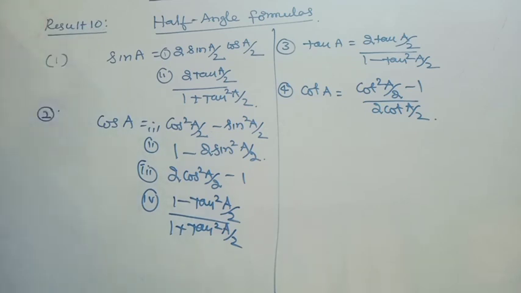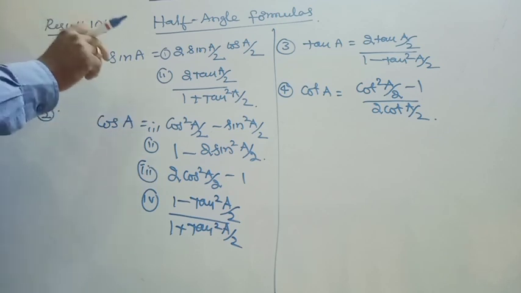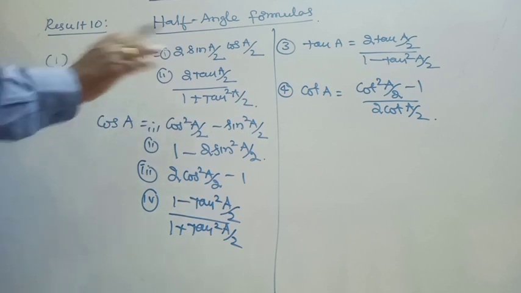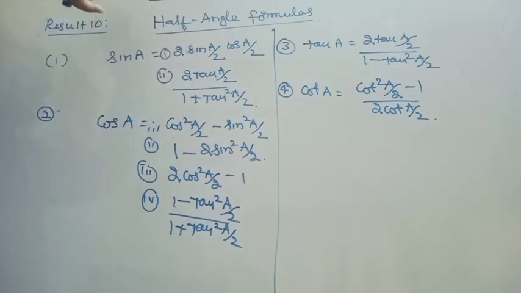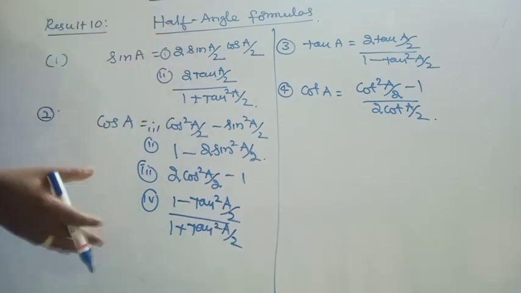They are very, very important, my dear students. See, the mechanism you used is that wherever the angle is there, you take half of it. By that, you have got the original results in terms of half angle formulas.